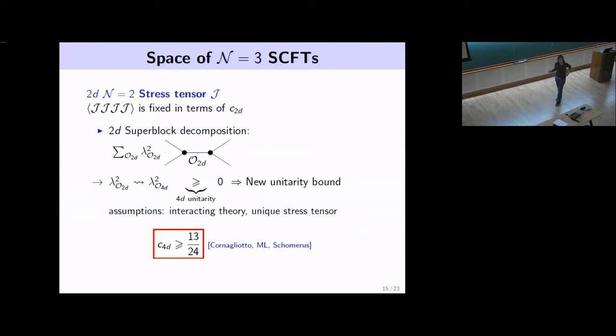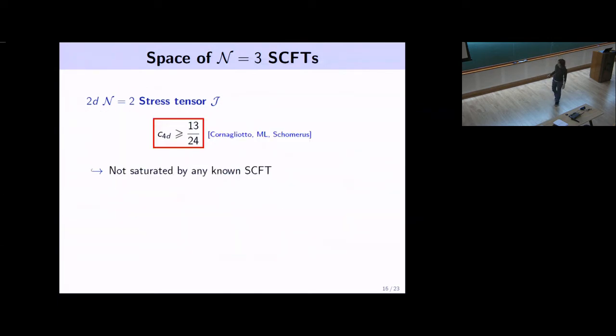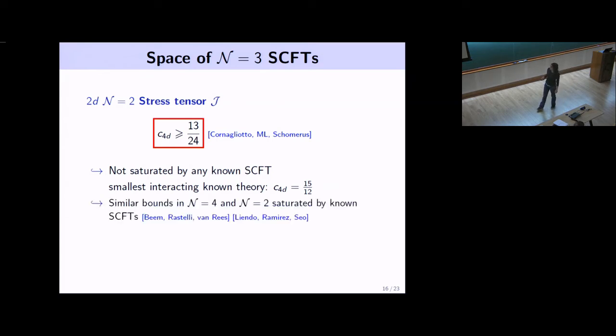And now the second question you ask when you see this bound, the first question you ask is: is it actually saturated by any theory we've already encountered? And the answer turns out to be no. The simplest theory that is an N=3 theory that doesn't enhance to N=4 has a quite larger central charge. So now, okay, what's up? Why haven't we found this theory? Similar bounds for N=4 and N=2 theories were actually saturated, and Pedro will talk more about that. So what's wrong with this number?